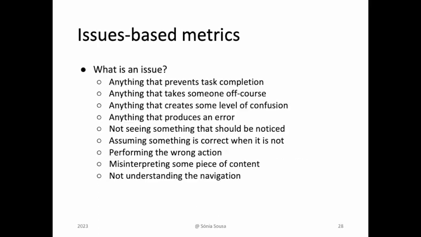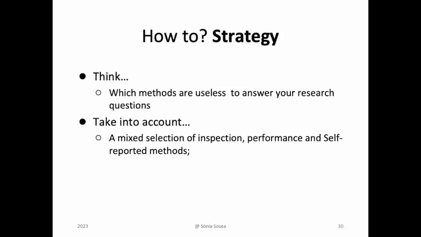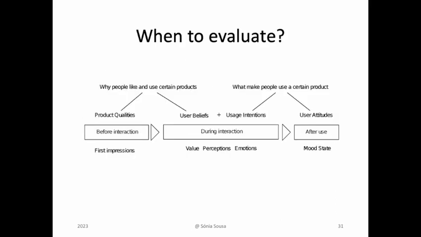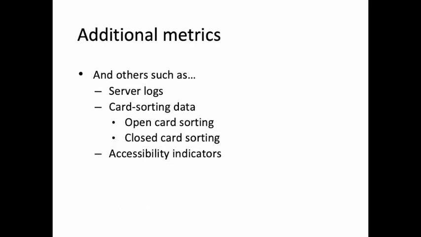Usually, the way we report usability metrics is based on issues. Those issues can be classified by level of severity: low, moderate, medium, or high. Now let's discuss the strategy, how to plan, what to take into consideration, when to evaluate, if before, after, or during, what metrics, what usability scales shall they use, and so on.